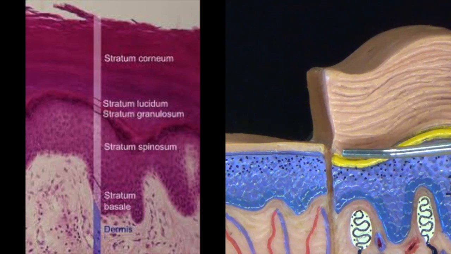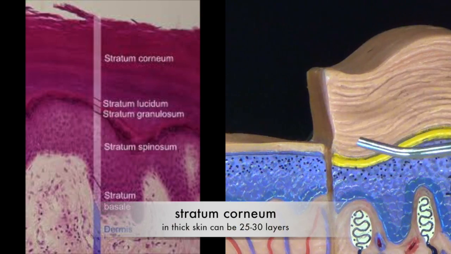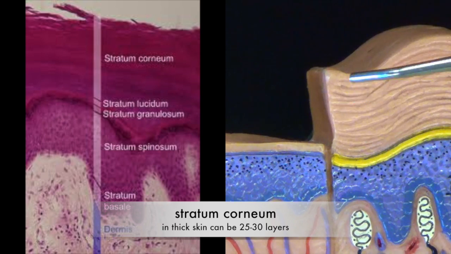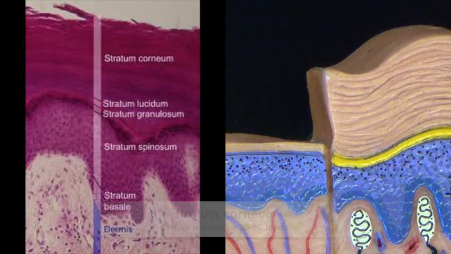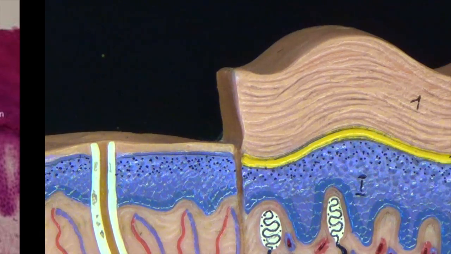The most superficial layer is the stratum corneum, and in thick skin it consists of 25 to 30 layers of keratinized stratified squamous epithelium. If you look at this under the microscope, you will see that there are no nuclei at the surface.